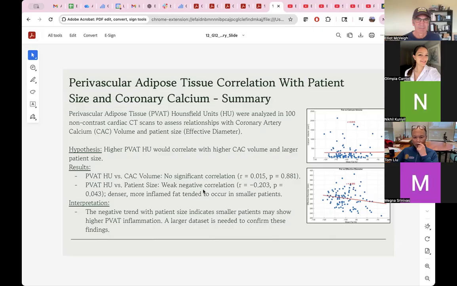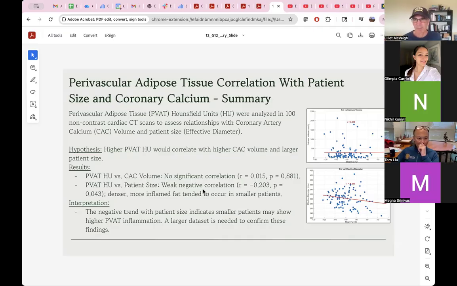So we searched the literature, which showed that obesity increases, of course, the volume of the PVAT, but it also alters the composition of the adipose tissue. And furthermore, it promotes inflammation. And so based on this, we hypothesize that higher Hounsfield units values of the perivascular adipose tissue would correlate with larger patient size, as well as with a higher coronary calcium volume.